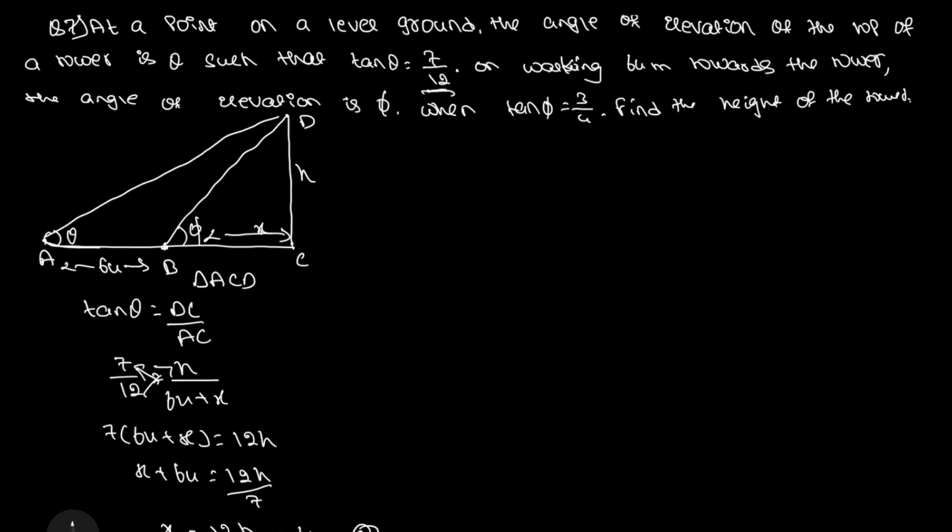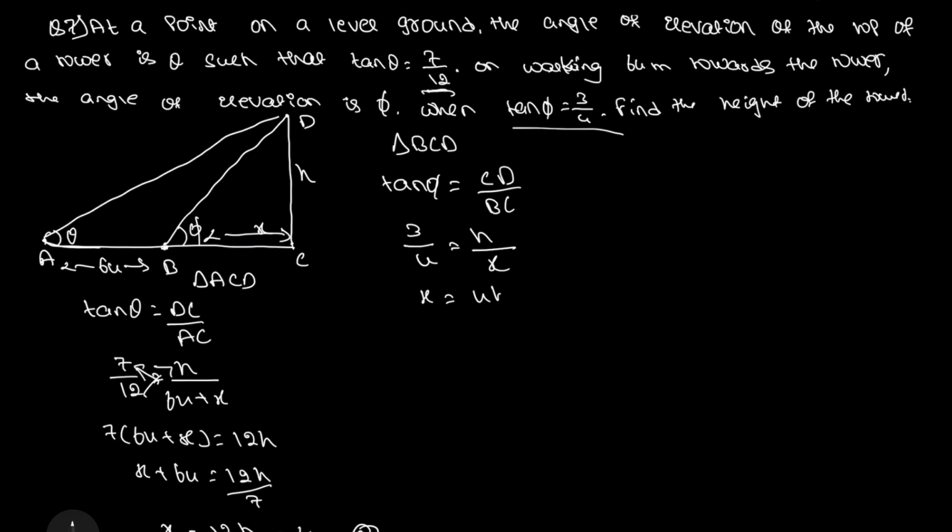Next, we have our second angle, which is tan phi. For this tan phi, we will take our triangle BCD. So tan phi is equal to CD by BC, where our tan phi value is 3/4. So 3/4 is equal to CD, which is h, by BC, which is equal to x. Now again we'll get this in terms of x. We'll get x is equal to 4h by 3. Let this be our second equation.